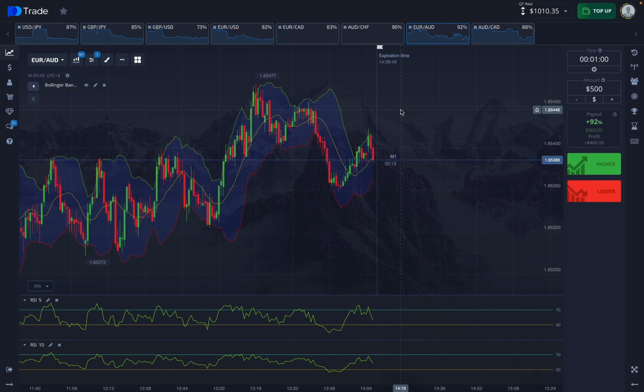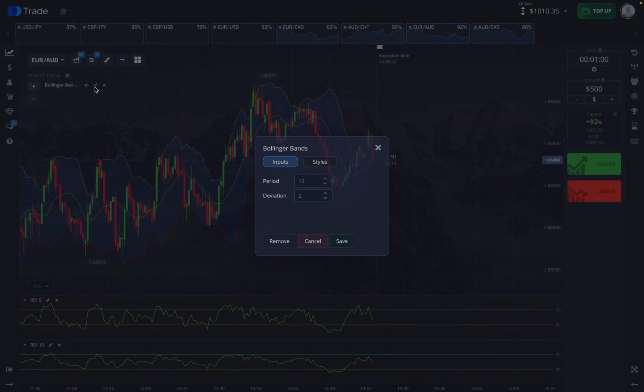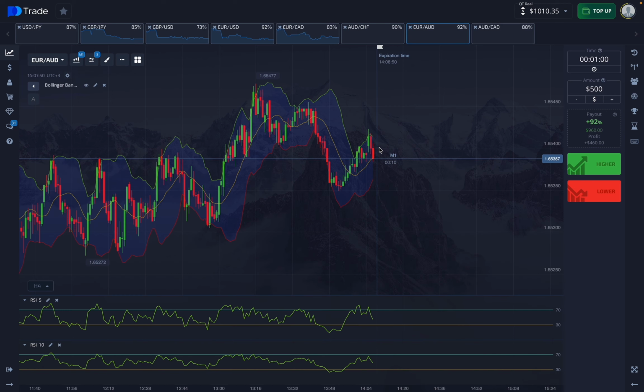These are Bollinger Bands with a period of 13 and a deviation of 2 as usual, and 2 RSI oscillators. The first one is with a period of 5, the second one is with a period of 10. The difference between periods shows the price movement, different price ranges, and both oscillators have overbought and oversold areas, left at 70 and 30. Let's start with a deal of $500.